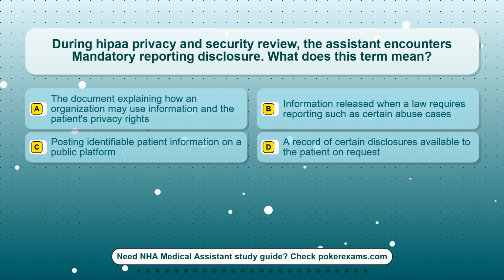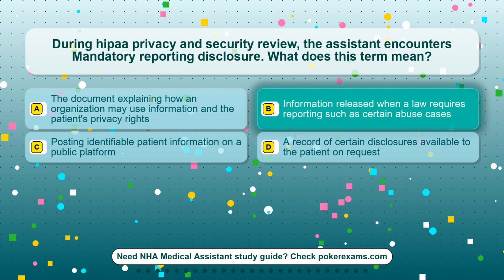Question 6. During HIPAA privacy and security review, the assistant encounters mandatory reporting disclosure. What does this term mean? Option A. The document explaining how an organization may use information and the patient's privacy rights. Option B. The information released when a law requires reporting such as certain abuse cases. Option C. Posting identifiable patient information on a public platform. Option D. A record of certain disclosures available to the patient on request.